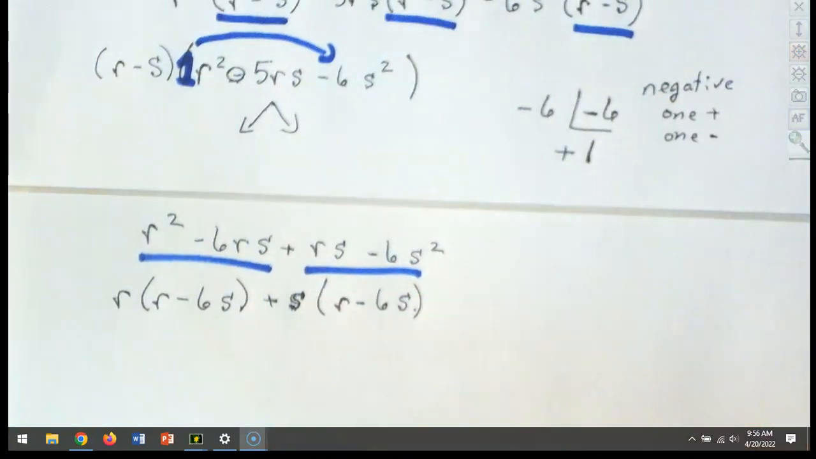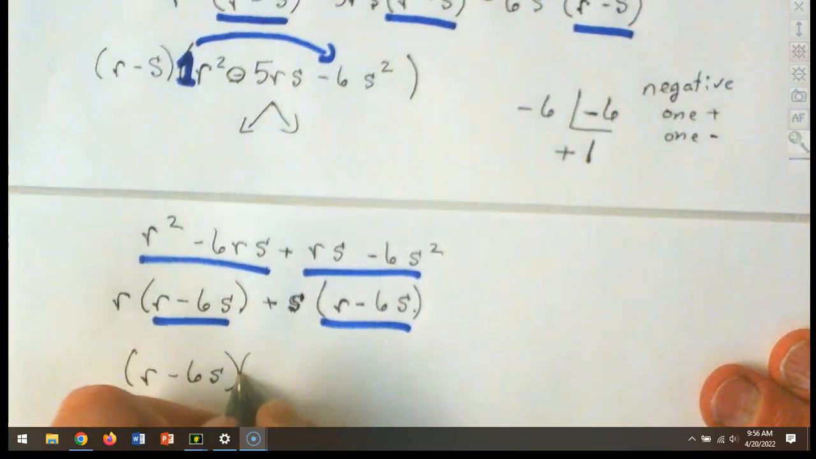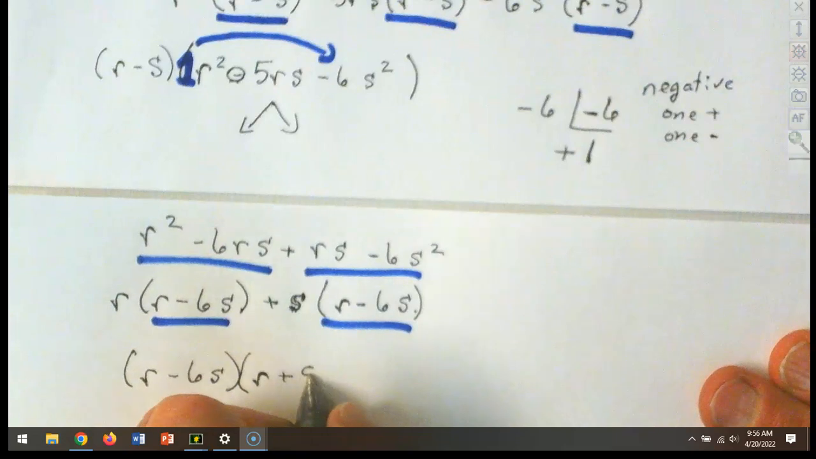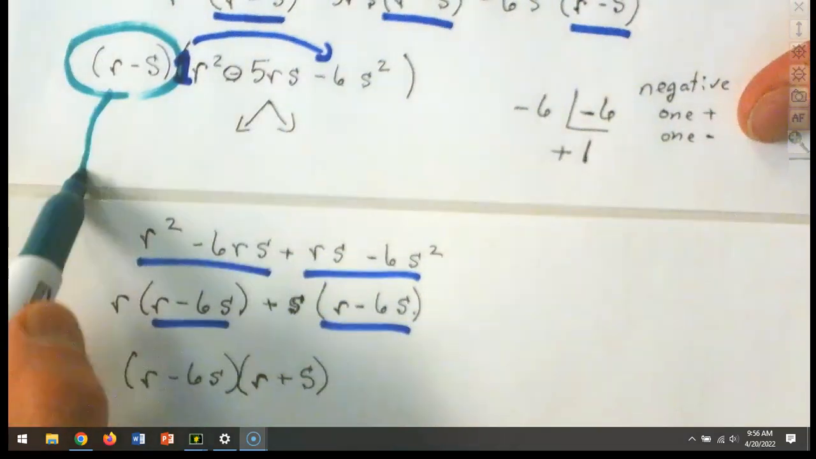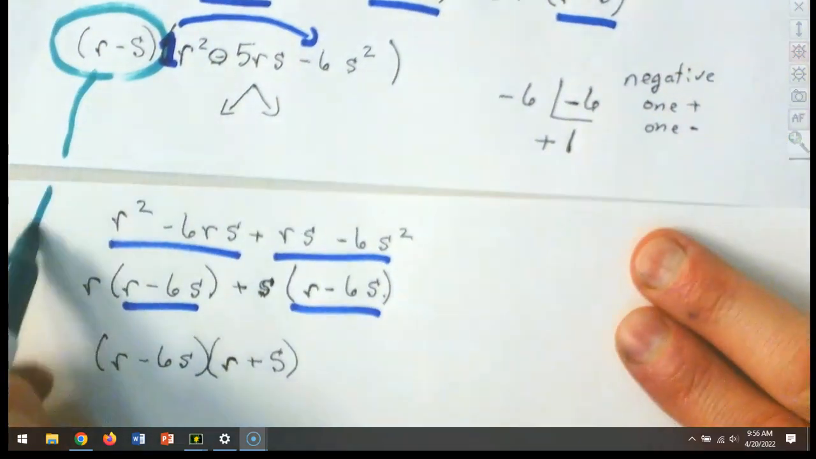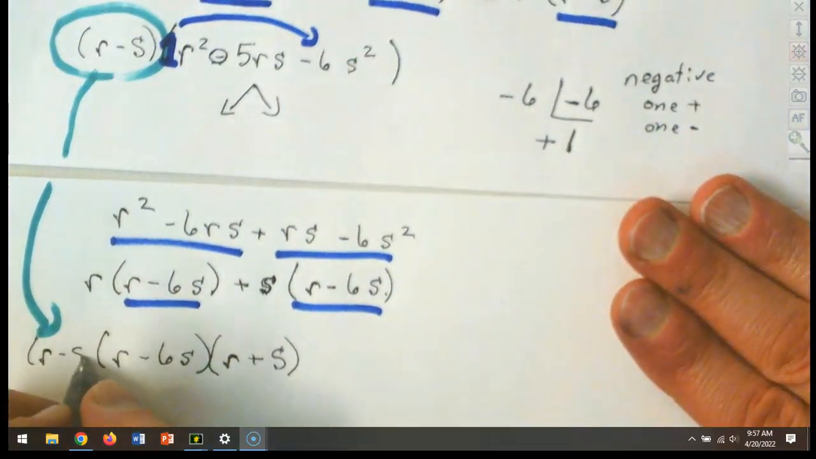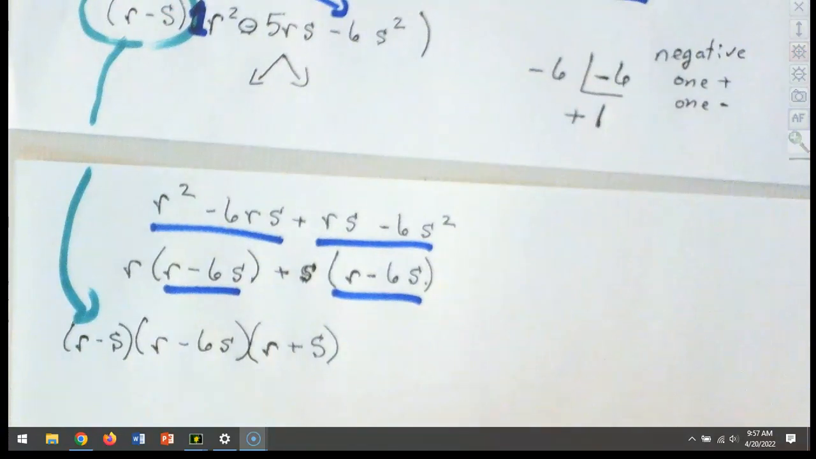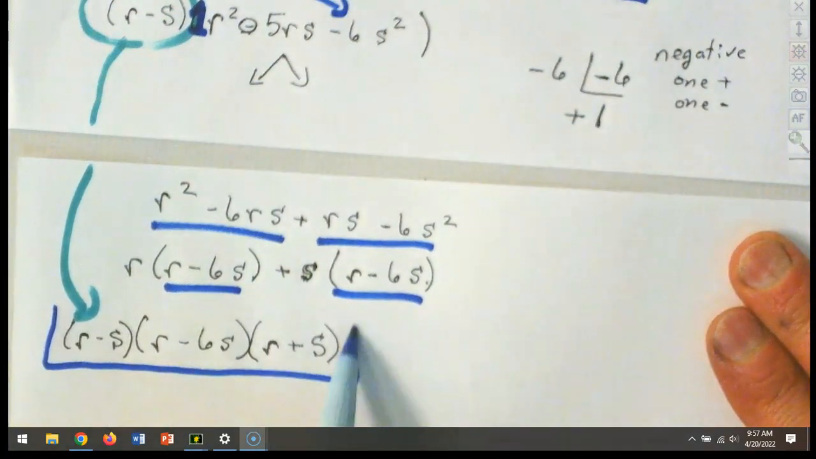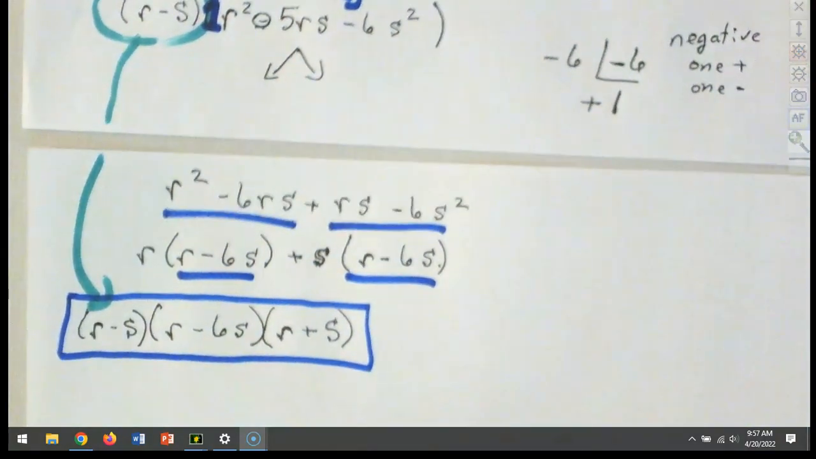Now, double check and make sure. Are these the same? Yep. Yes. We know we did it correctly. So then out in front, we've got an r minus 6s. Then we've got an r plus s. And then do not forget, in front of all of it, what still has to come down? Don't forget, the r minus s comes down at the very end. Just got to remember that's there at the top. You just bring it down, and that's your final, finished, complete answer.